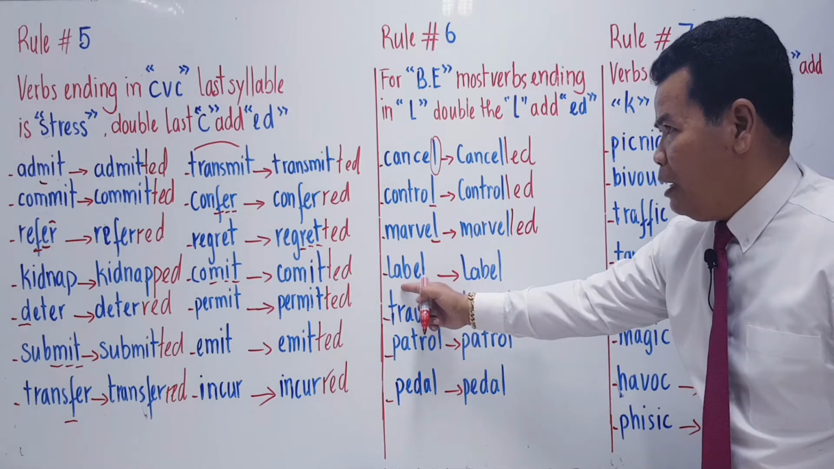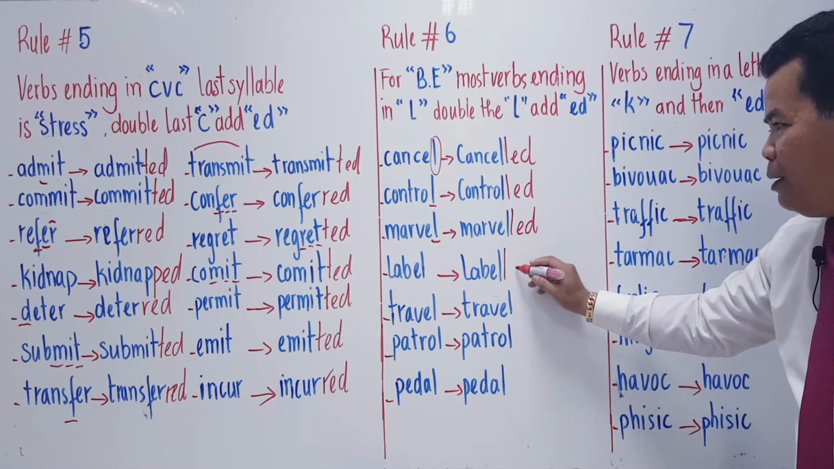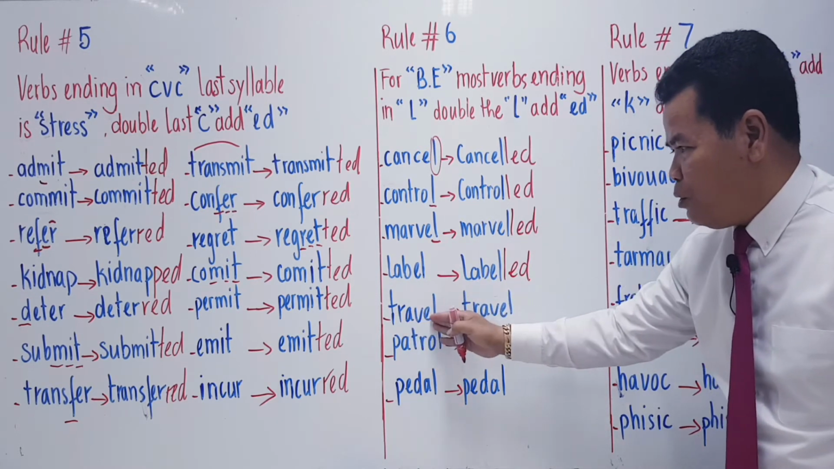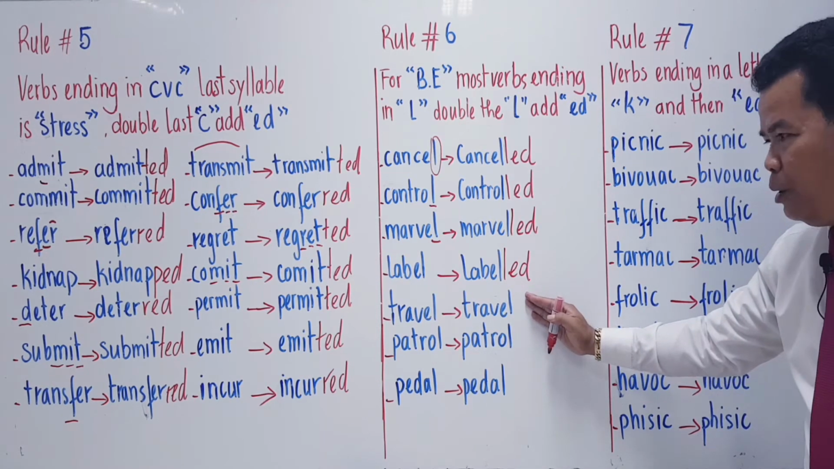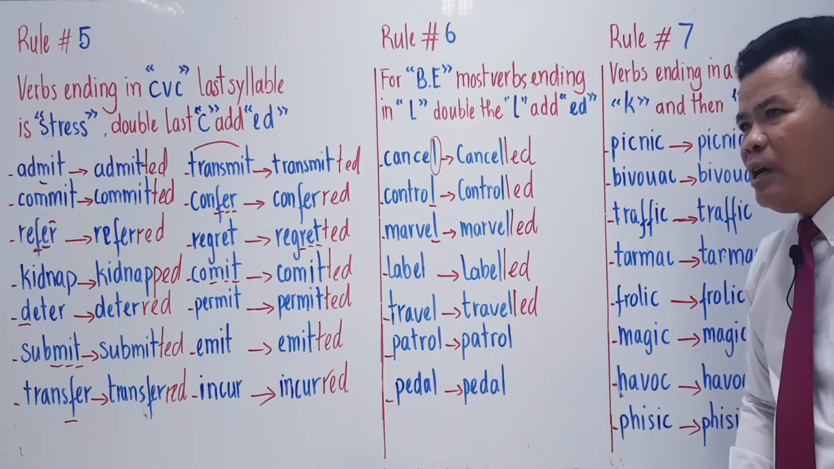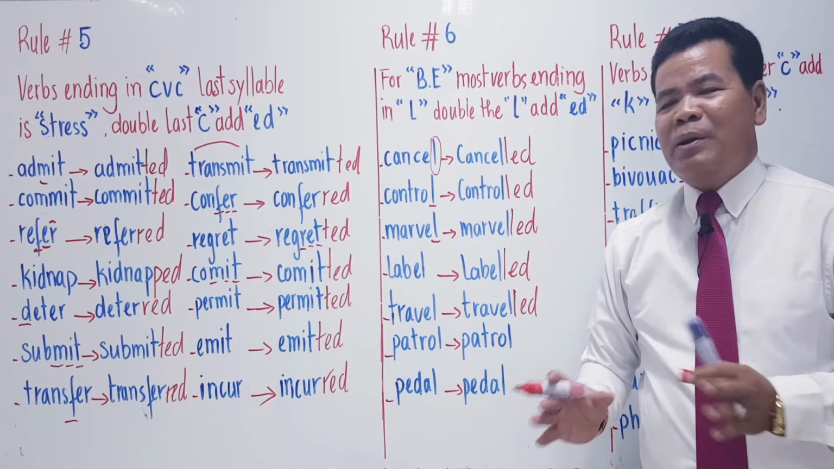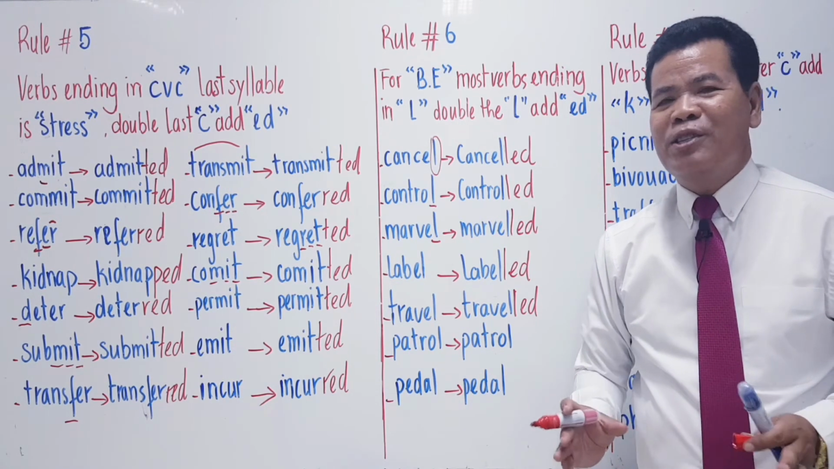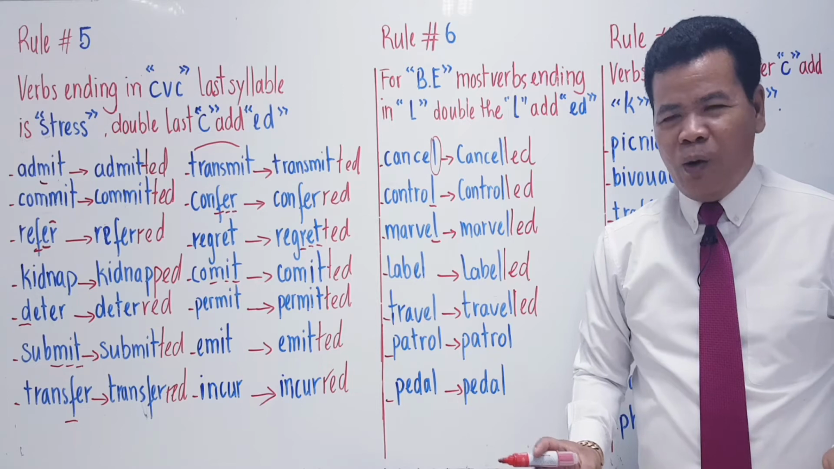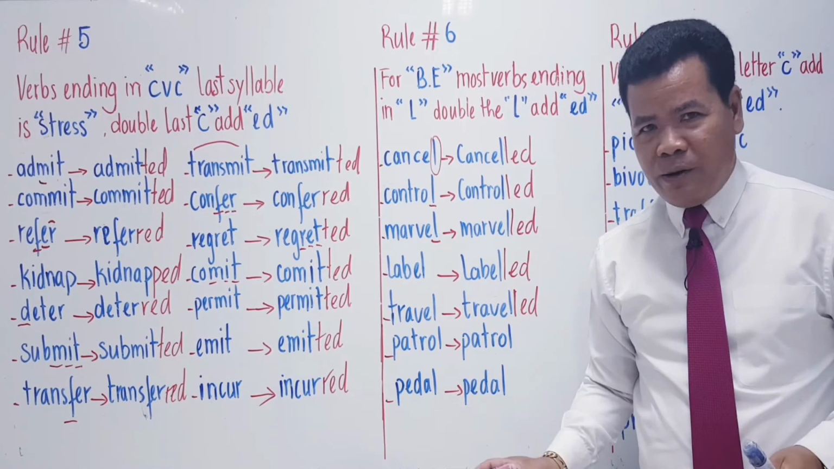Go to another example. Label. When you go to the past participle, we have to double one more L and then ed. That's it. To be faster, travel. When we go to past participle, we have to double one more L and then ed. Some American people think they understand American English, but sometimes they cannot understand British English, okay? But don't worry about that. It is not much different, okay? Only 5% is different between British English and American English, all right?